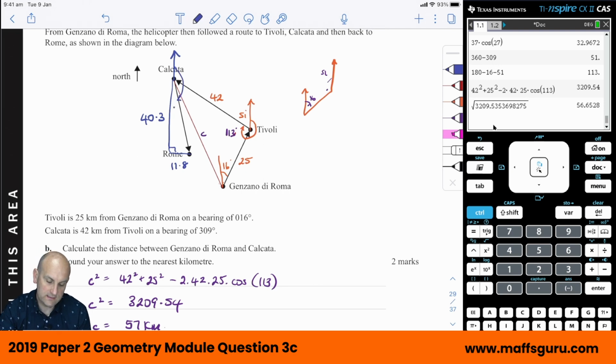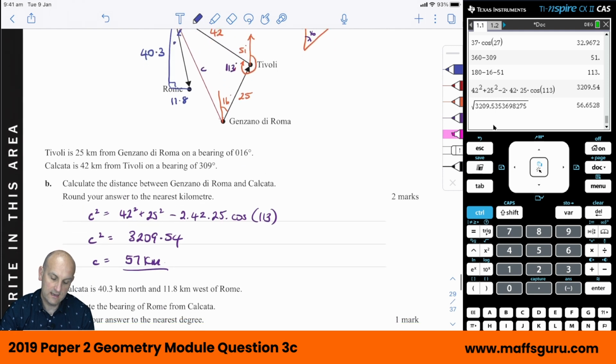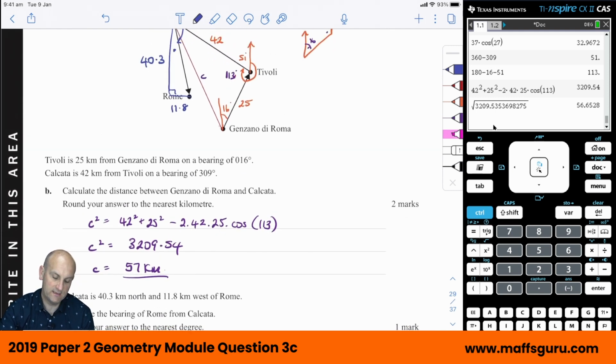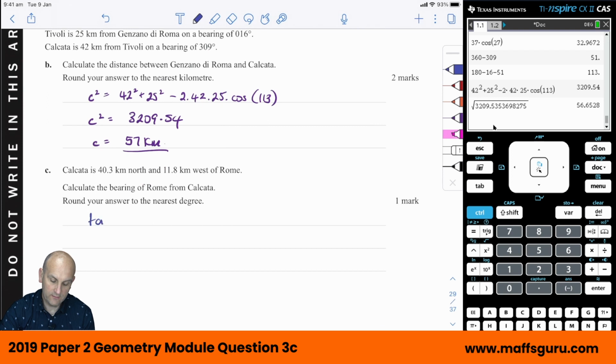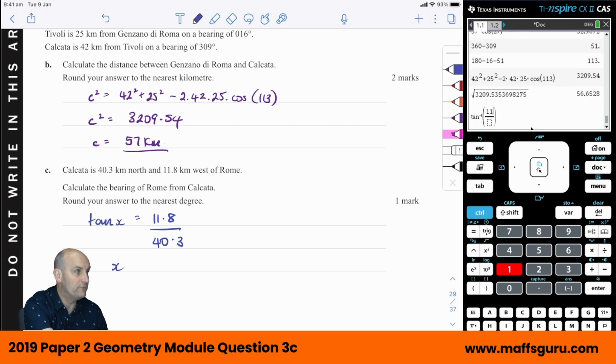Well, if I can find this little angle in here, I can take it away from 180 degrees and that will give me that value there. So 40.3, 11.8. So I've got an opposite and adjacent, it's tan. So I now know that the tan of my angle, let's call it X, is the opposite, which was 11.8, divided by the adjacent, opposite over adjacent, and that will give me the value of X equals. So let's go trig, inverse tan of 11.8 divided by 40.3.